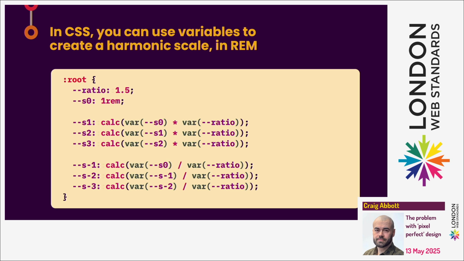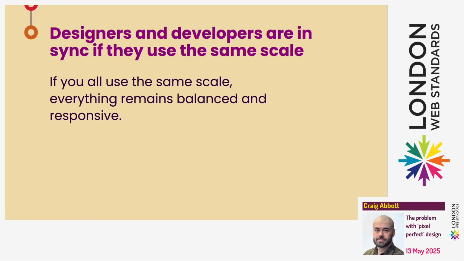And in CSS, you obviously can use variables, so we can create our harmonic scale in rem. We can just use the calc function and pass in the variables from previously. We can literally just set the ratio and the base scale at the top, and then everything else is done automatically. And if designers and developers are using the same scale, everything ends up automatically in sync. The designers are in Figma using variable scale 1, and the developer has variable scale 1, and nobody has to worry about eyeballing those pixels and screenshotting the browser and overlaying it in Figma and whatnot. We just trust the system.